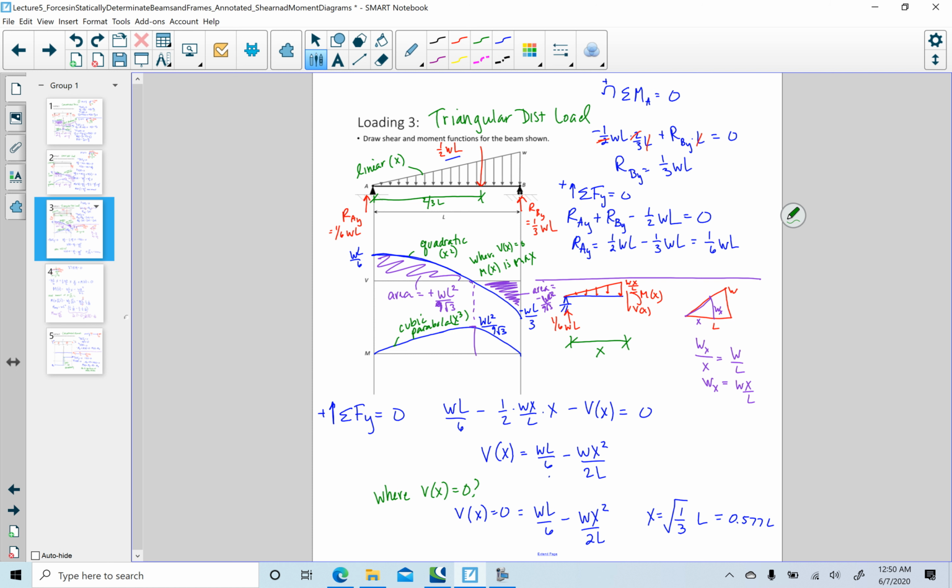Triangular load, we have now a linearly varying load. So I have an x squared for my shear function and an x cubed for my moment. If I had a parabolically distributed load, then x squared, then my shear would be x cubed, and my moment would be x to the fourth.